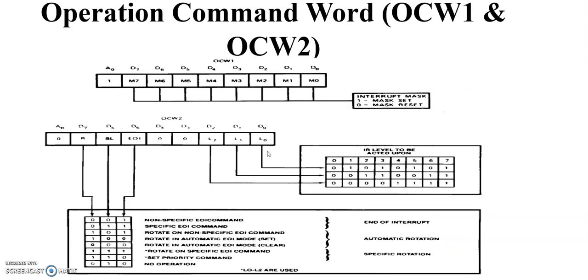Next, the last ones are the operation command words OCW1 and OCW2. OCW1 shows whether the interrupt mask is set or reset. OCW2 specifies the IR level to be acted upon with this combination. These combinations specify end of interrupt, automatic rotation, and specific rotation.